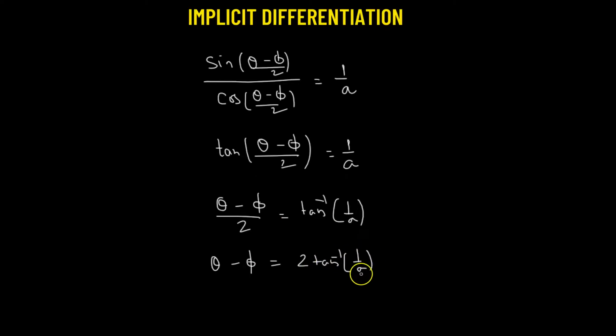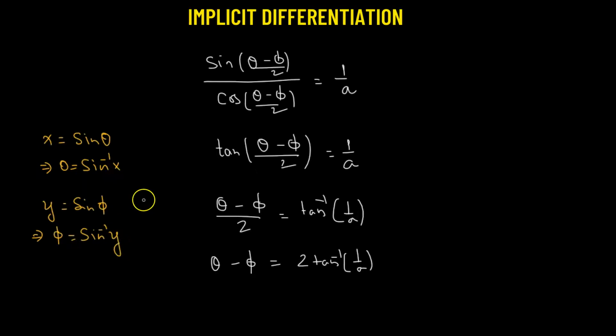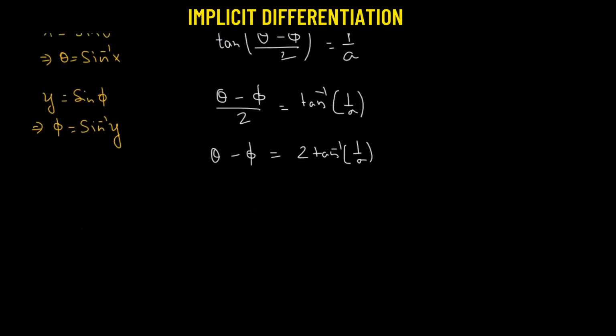Now we started out by considering x to be equal to sine theta. So this means that theta must be equal to sine inverse of x. And we considered y to be equal to sine phi, which would simply mean that phi must be equal to sine inverse of y. Now we will substitute the value of theta and phi with its corresponding inverse trig function. So that means we now have sine inverse of x minus sine inverse of y equal to 2 times the inverse tangent of 1 over a.